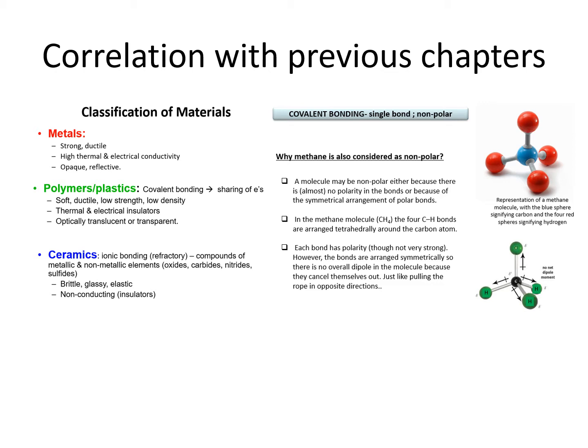One of the important examples given is the methane molecule, whereby we have a carbon atom at the center with four hydrogen atoms, and they signify how they are positioned. This material is said and discussed to be having single bonds and to be non-polar.